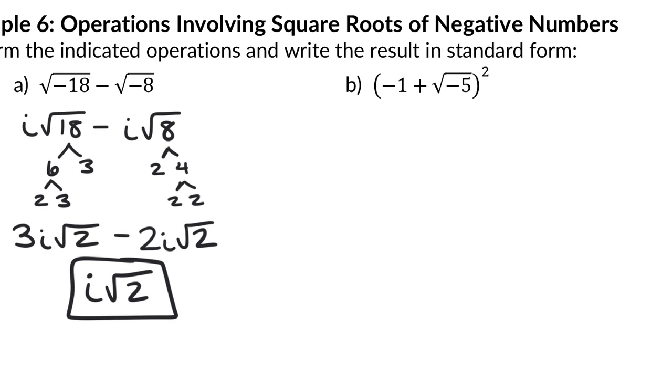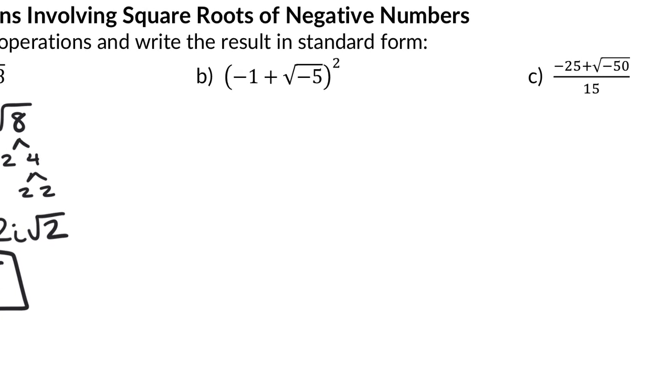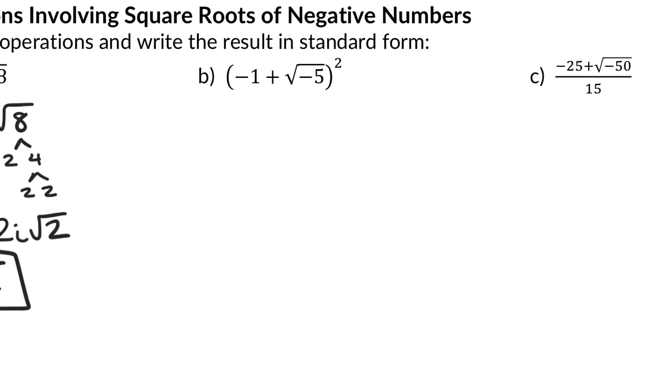What if I have negative 1 plus the square root of negative 5 squared? Okay, well, we know right away when we're dealing with operations with negative numbers underneath the radical, we're going to go ahead and take that i out. So this is negative 1 plus i square root of 5 squared.